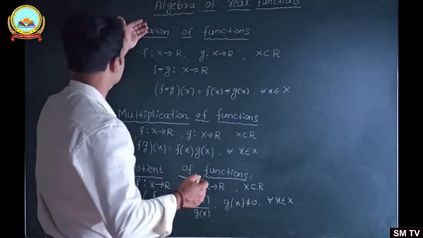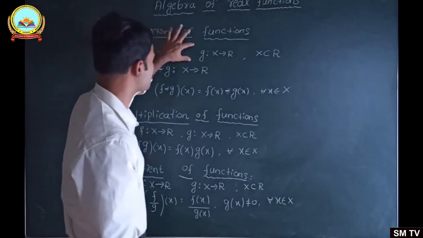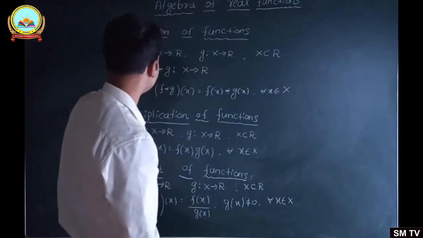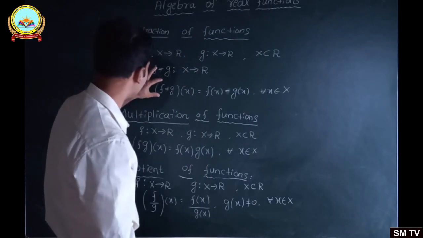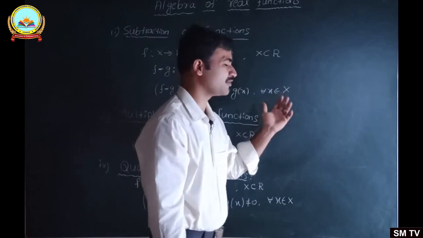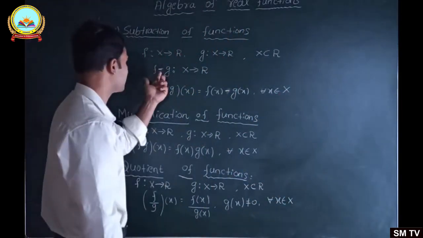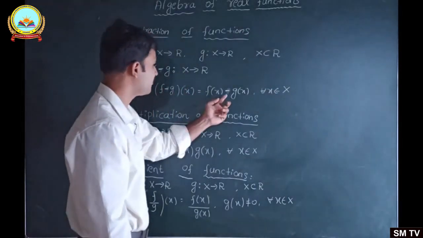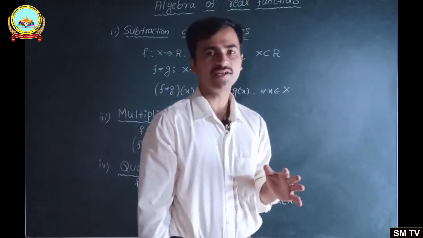Just like addition, we can define the remaining operations, that is, subtraction of functions. The condition is the same: f from X to R and g from X to R, where X is a subset of R. Then f minus g is a function from X to R defined by (f minus g)(x) equals f(x) minus g(x) for all x belonging to X. The only difference is that in addition we have (f plus g)(x) equals f(x) plus g(x).